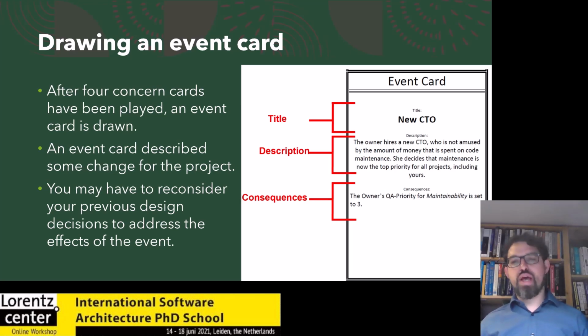So now you have a stakeholder, represented as the owner, who changes their priorities with respect to the qualities that need to be in place in the designed architecture. And this, of course, means that you may have to reconsider your previous design decisions to address the effects of this event. Now that you know that the QA priority for maintainability has changed, has become more prevalent, are you still happy with the design decisions you took?